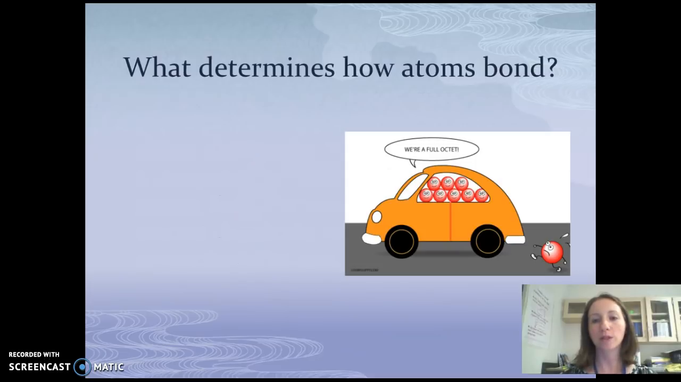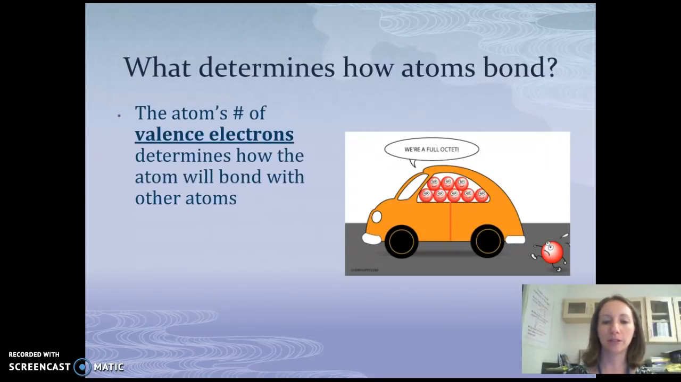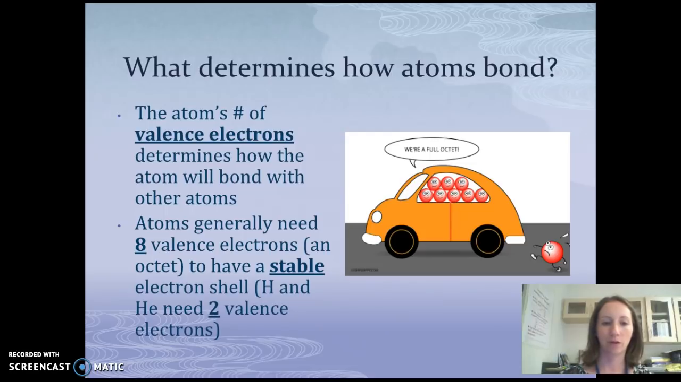Alright, so what determines how atoms are actually going to bond? We've talked about this already. It's the number of valence electrons. Those are the electrons in the outermost shell. Alright, so atoms generally need 8 valence electrons in their outer shell to be stable.